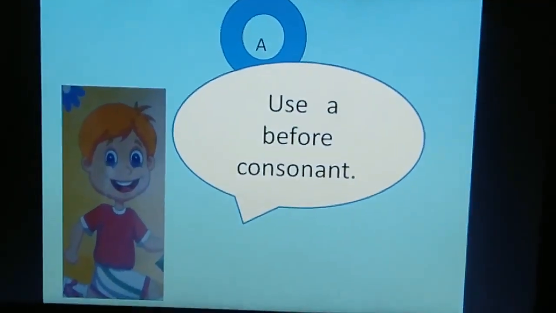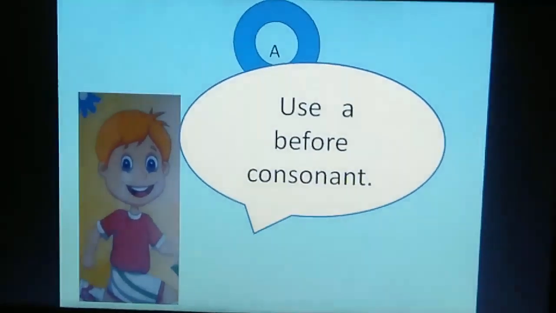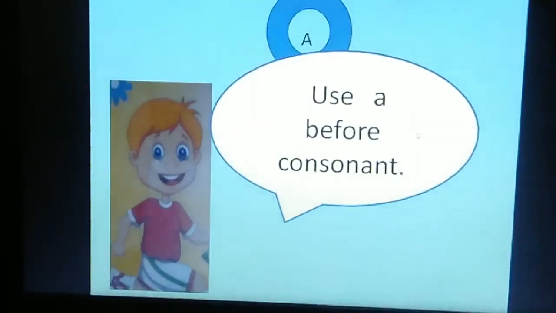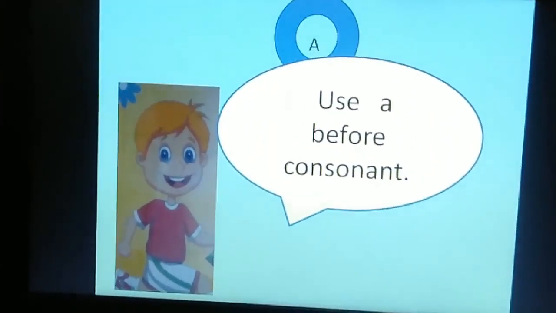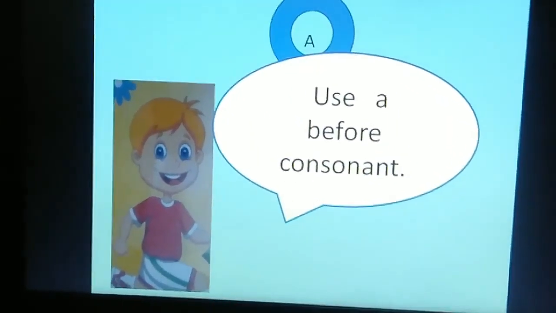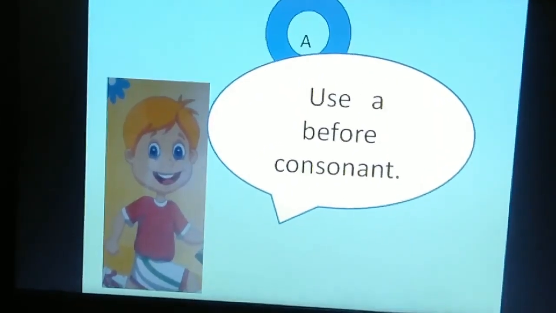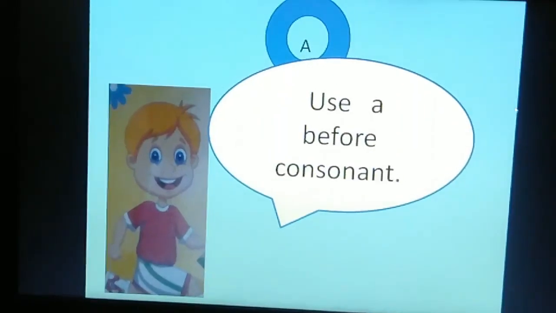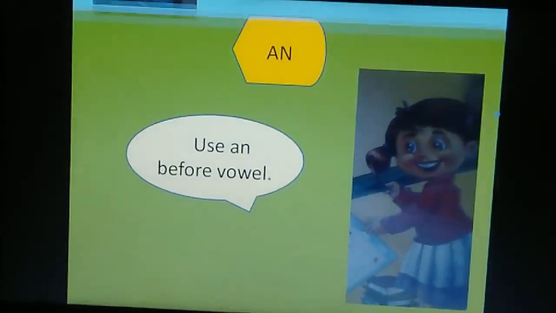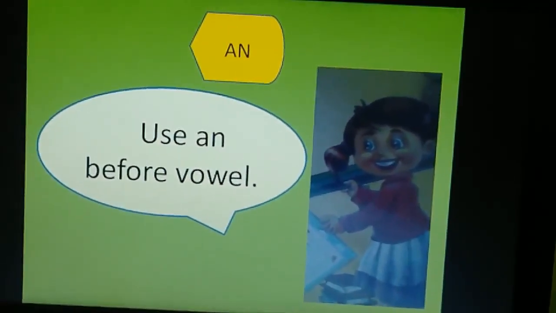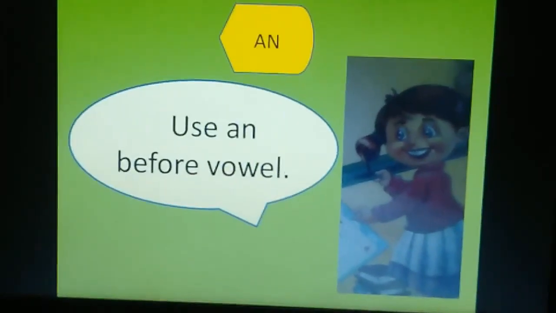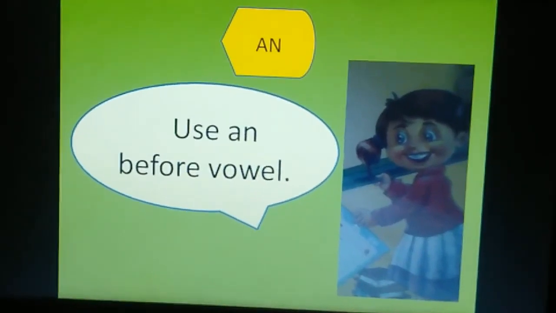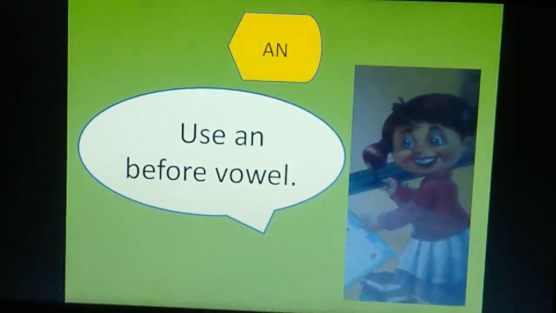So, look at this. Whenever there is one thing or one person, you have to use a before a consonant. And if the word starts with a vowel, you have to use an before the vowel.